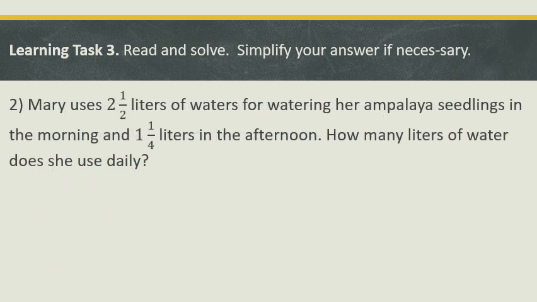Then number 2, Mary uses 2 1/2 liters of water for watering her ampalaya seedlings in the morning and 1 1/4 liters in the afternoon. So how many liters of water did she use daily? So sa umaga daw gumagamit si Mary ng 2 1/2 liters of water, and sa hapon naman ay 1 1/4. So ilan daw ang ginagamit niya sa buong araw? So ito po ay addition. So 2 1/2 plus 1 1/4.